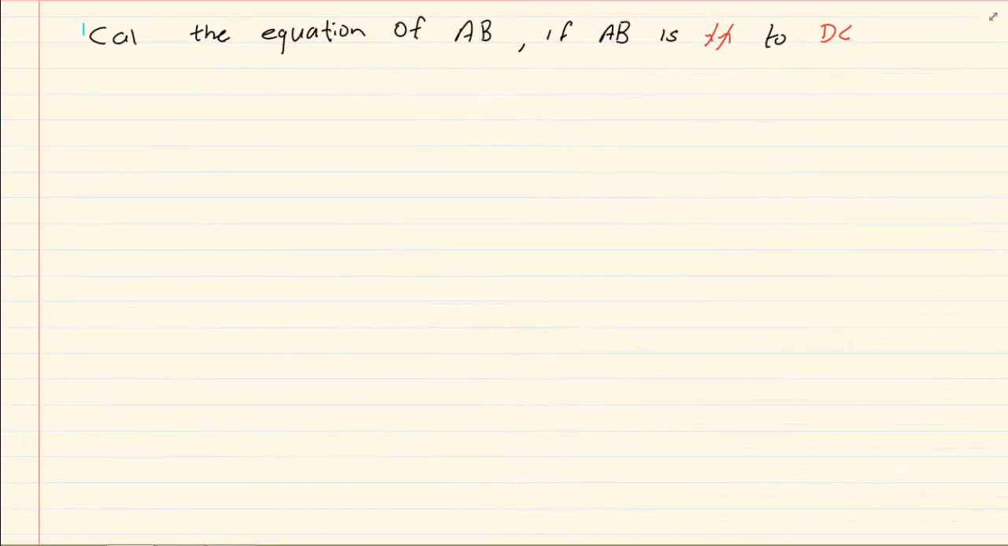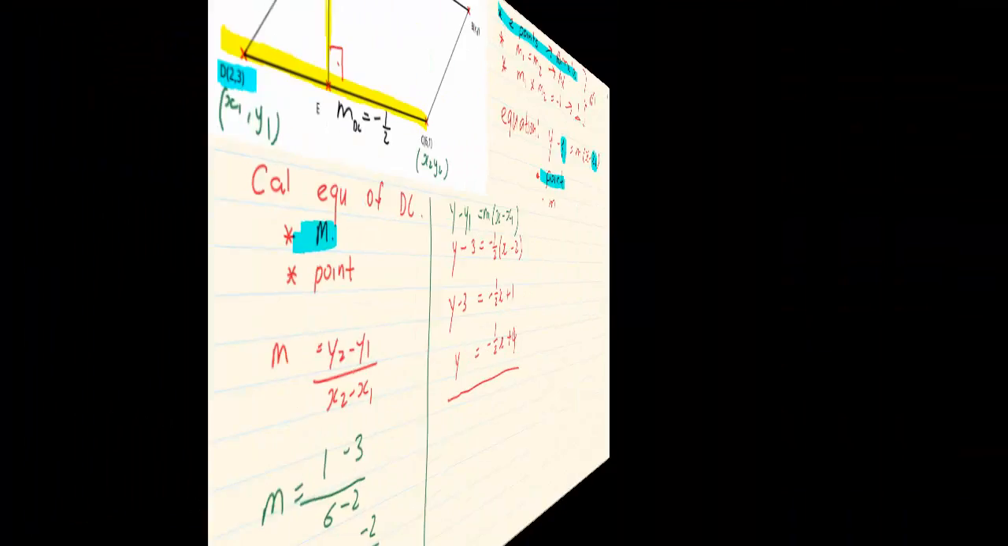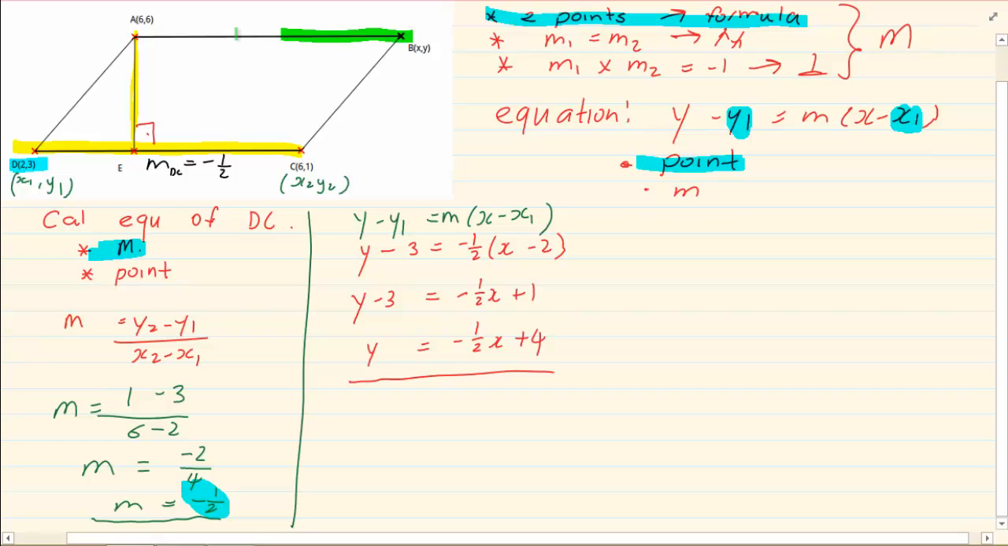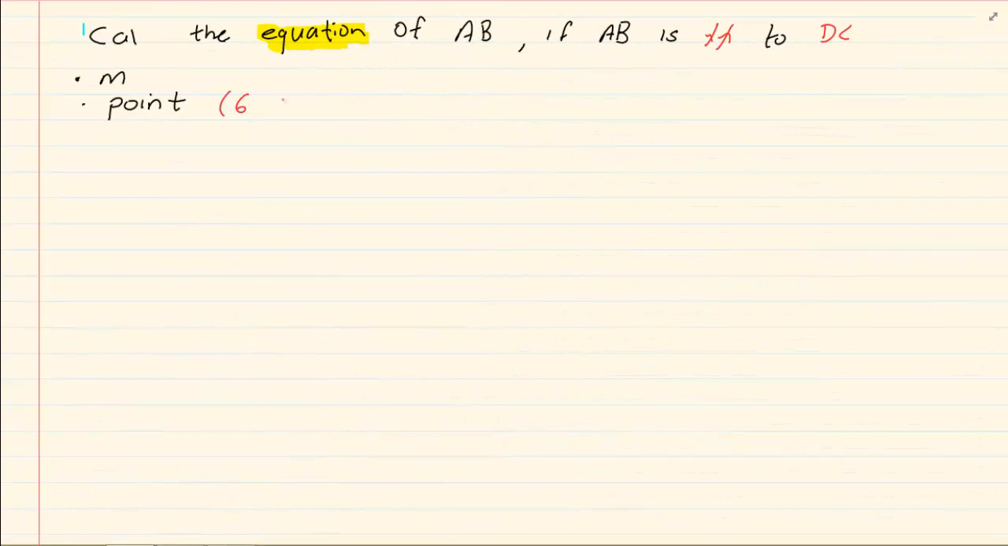Calculate the equation of AB if AB is parallel to DC. Now we know we want an equation, and for an equation of a straight line we need two things, m and a point. If you look at the drawing, they are saying AB is parallel to DC. Now at AB we have a coordinate called A, which means that our point is 6 and 6. Now look at the next thing they say. They say that AB is parallel to DC.